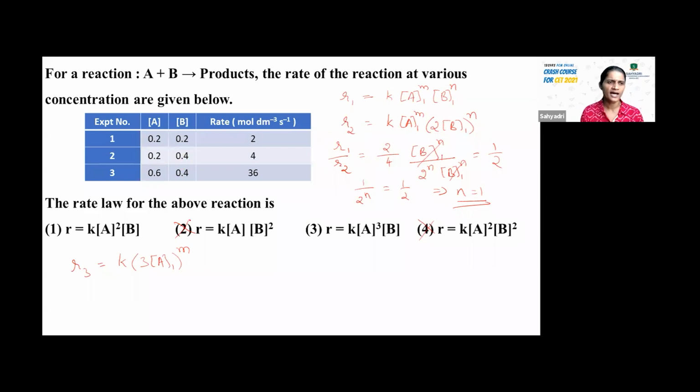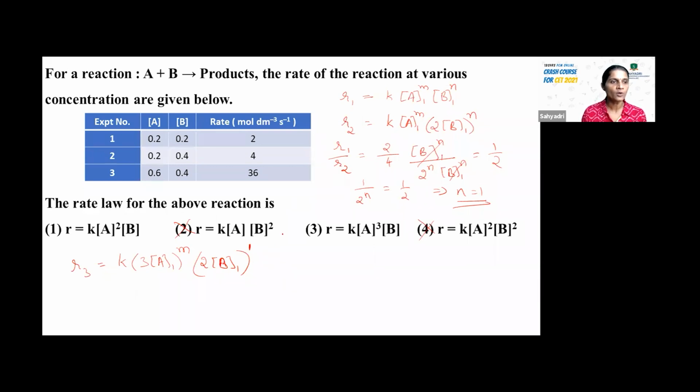Or R3 we will write. Okay, R3, 0.2 and 0.4. So B1, M is equal to 2. Are you getting M is equal to 2? Let's see. So here, 0.2 into 2. So 2 into concentration of B1, the whole to the power N value, we know N value, we got it as 1.